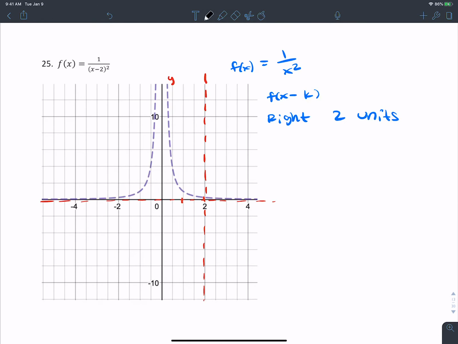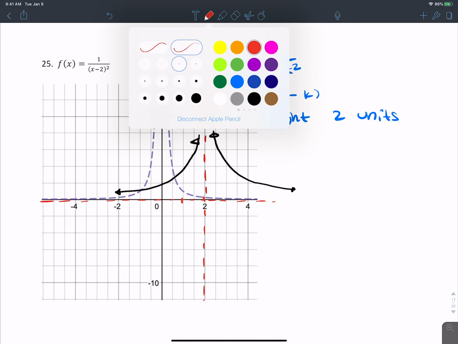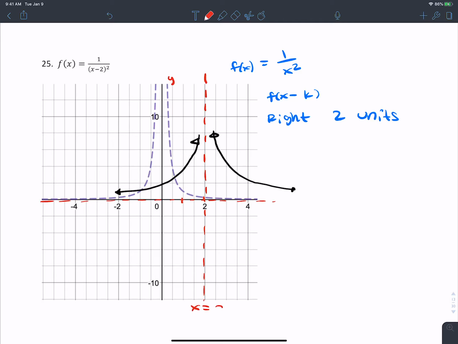So just draw your volcano. Never cross your y and x axis, or in this case, the vertical line here. This vertical line, by the way, has the equation x equals 2. You never cross it. That's kind of like your new y-axis. You just shift every point to the right 2 units for this volcano here.